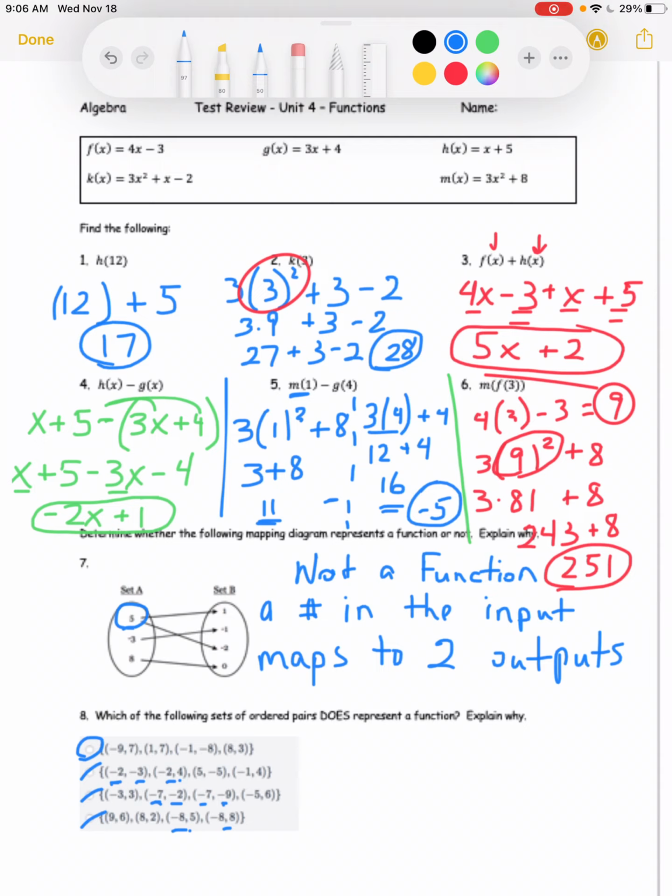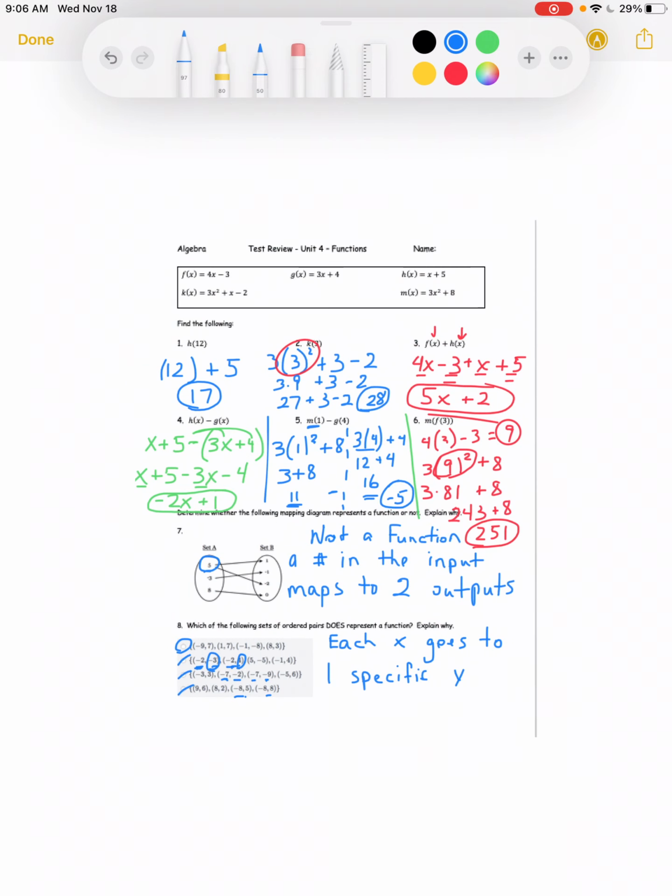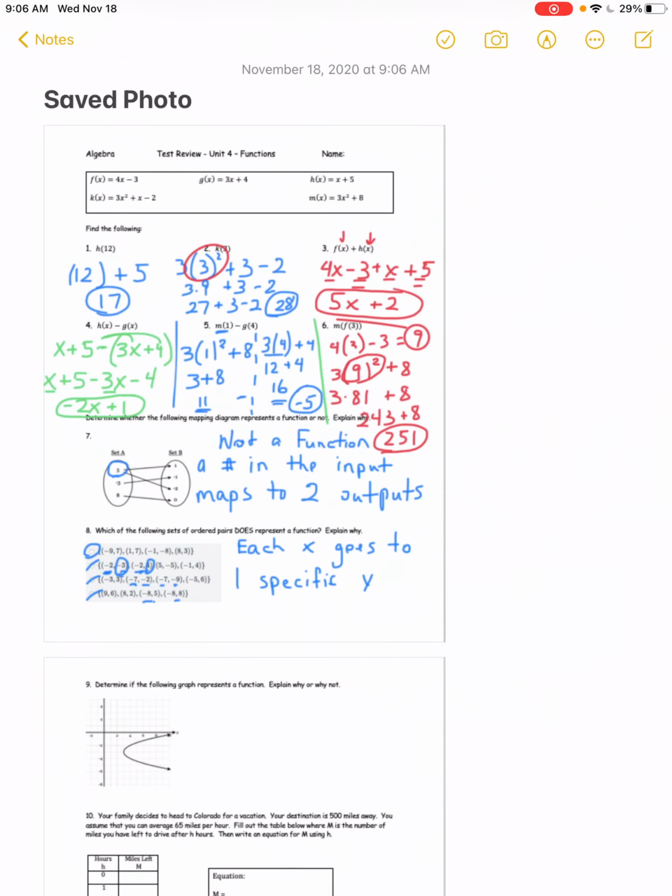So circle the first one and say each x goes to one specific y. Okay, something like that. Because the reason these other ones don't work is because the x, -2, sometimes it goes to -3, sometimes it goes to 4. Okay, let's see. So I can go to the next page.